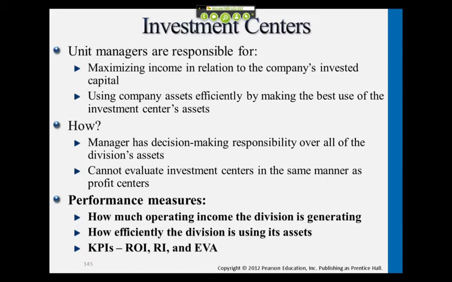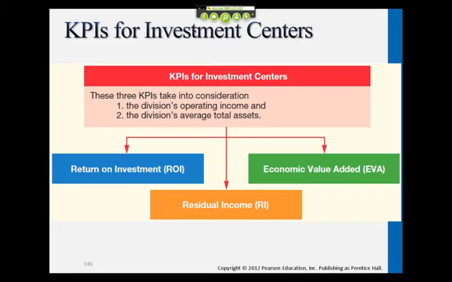So our managers have the decision-making responsibility over all of the assets, and let's see how those performance measurements are discussed further. So what is an ROI, RI, and EVA? Anyone knows? Yeah, that's EVA, economic value added. All right. What's a KPI? Key performance indicators. Yeah, I've heard that too before.